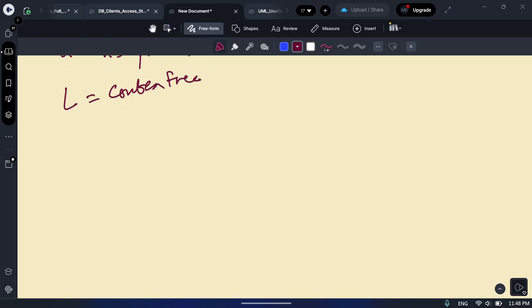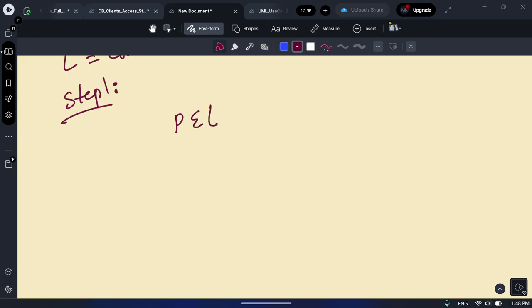Therefore it must satisfy the pumping lemma for context free languages, and let j be the pumping length guaranteed by the lemma. So step 1 would be that we select a string p that belongs to the language, such that its length is a pumping number, a prime number n, where n is bigger than or equal to j.